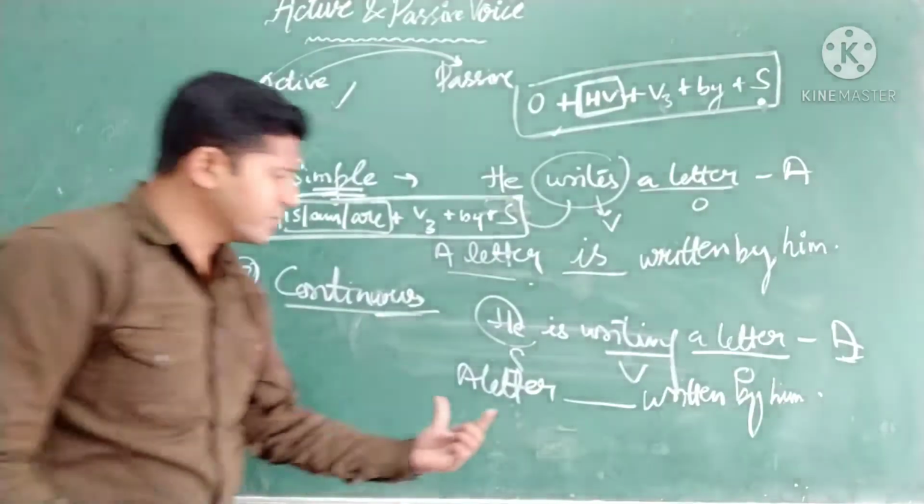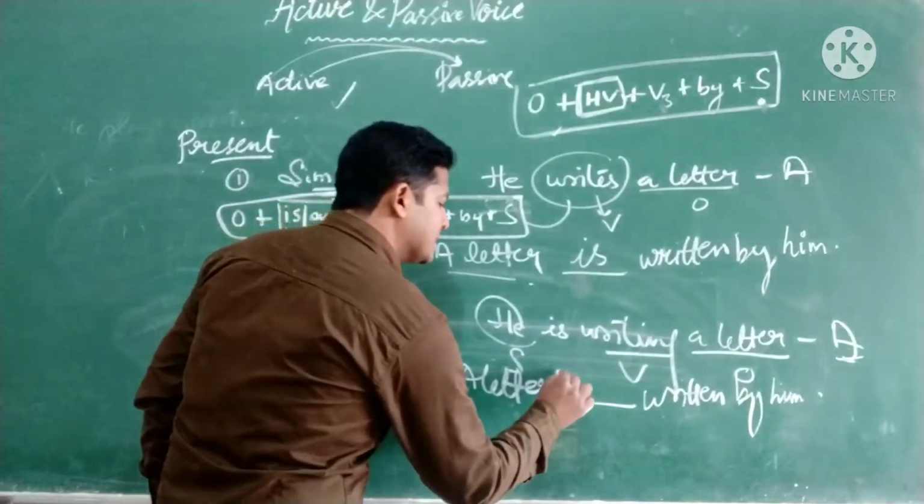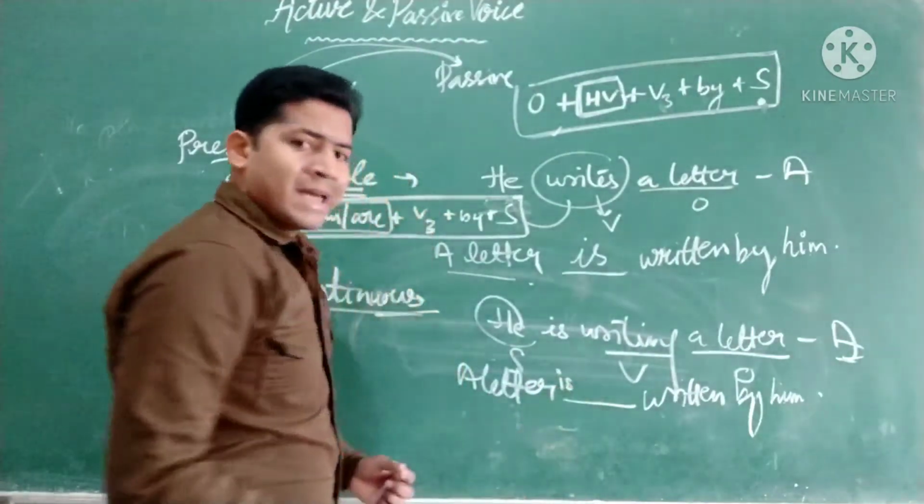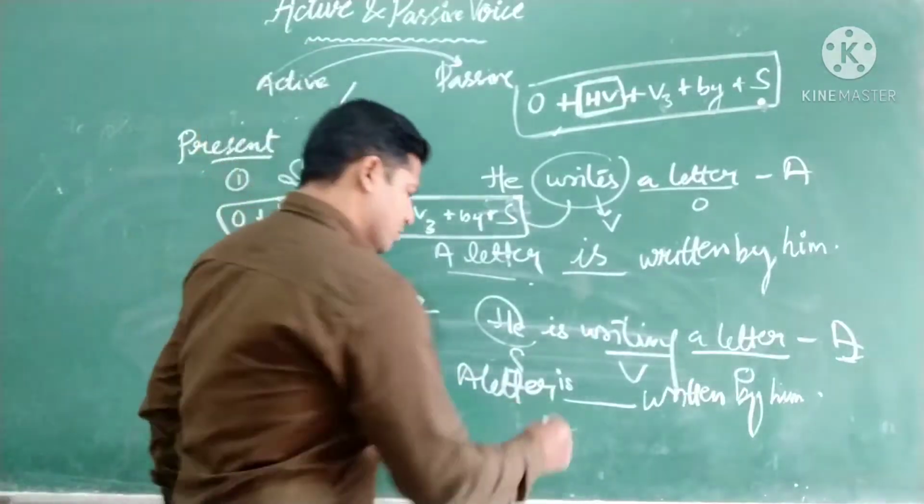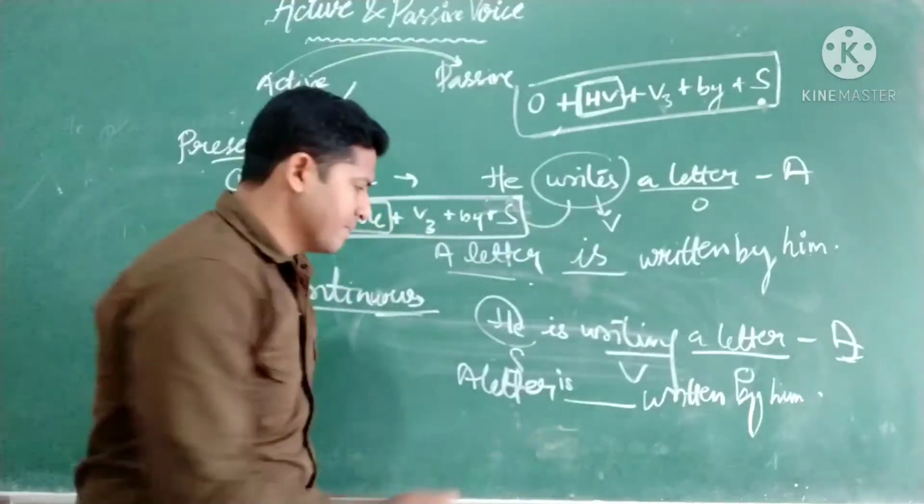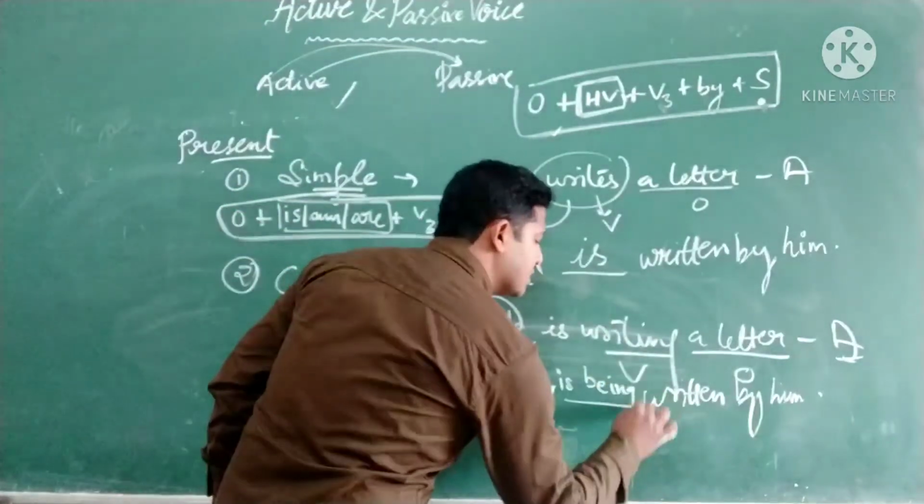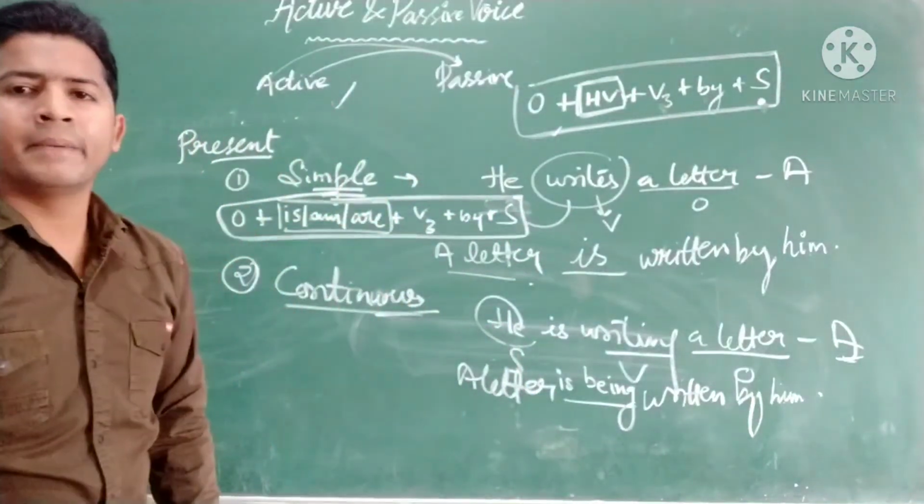You can't see the ing form. So for that, what do we do? We use is, am or are. Since here we have a letter, which is singular, we are using is. Then we use be plus ing: is being written by him.